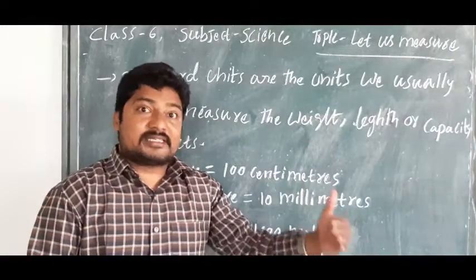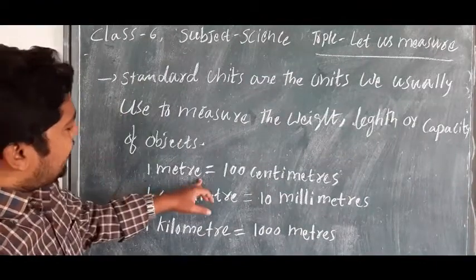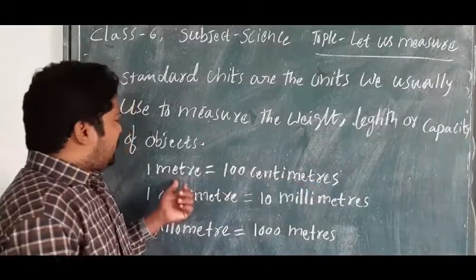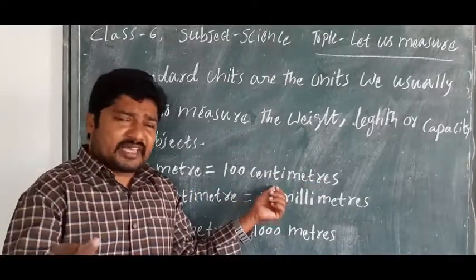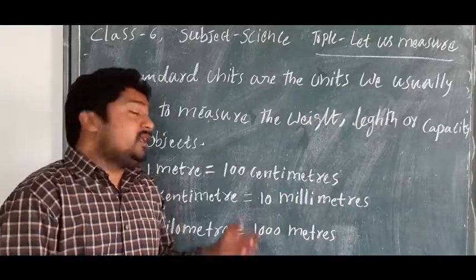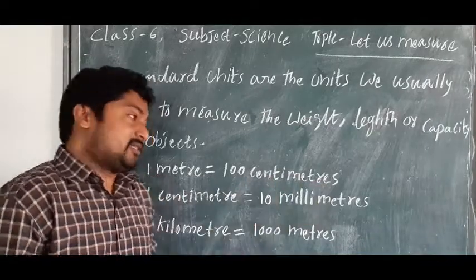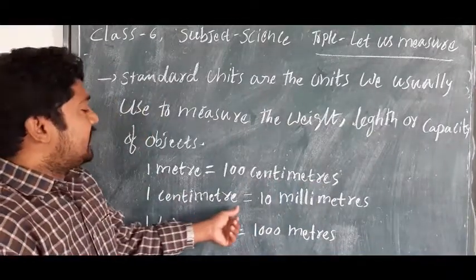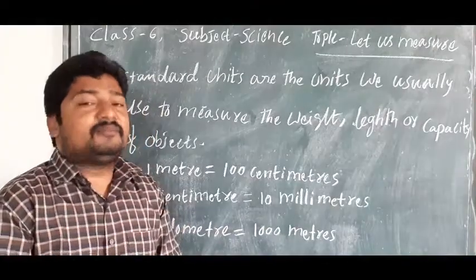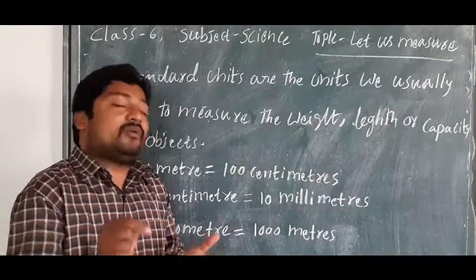In physical science, let's see. Children, 1 meter is equal to 100 centimeters. If you have a scale, just find out: there 1 meter is equal to 100 centimeters, and 1 centimeter is equal to 10 millimeters. We can find that from the scale, isn't it?